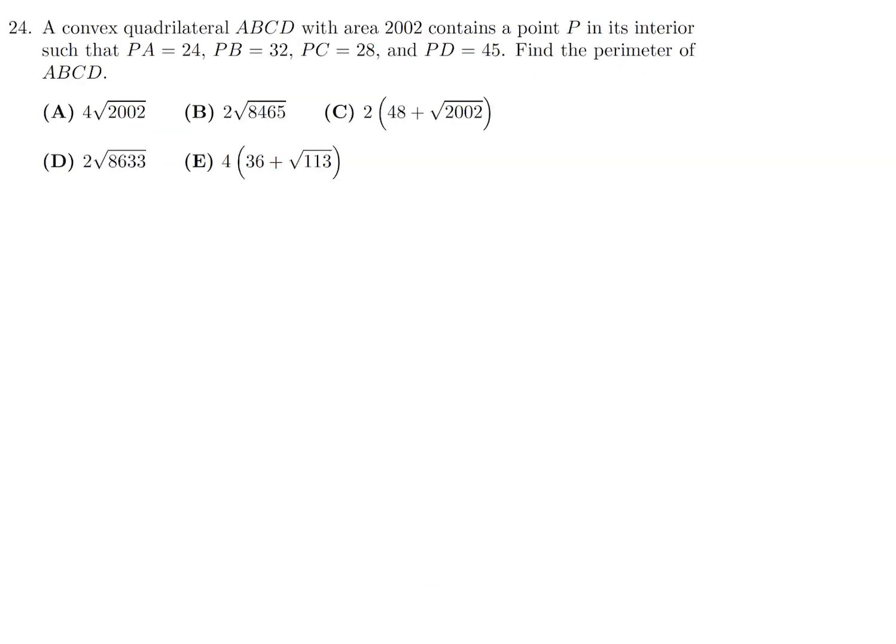A convex quadrilateral ABCD with area 2002 contains a point P in its interior such that PA is 24, PB is 32, PC is 28, and PD is 45. Find the perimeter of ABCD.